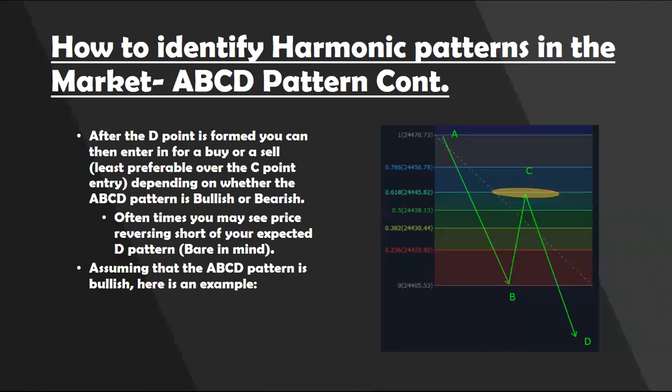After the D point is formed, you can then enter for a buy or sell. This entry is actually less preferable to the C point entry, but it's still a trade that you can make. Oftentimes, you may see price reversing short of your expected D point, assuming that the ABCD pattern is bullish. So here's an example, guys.